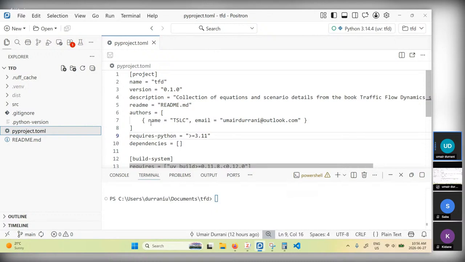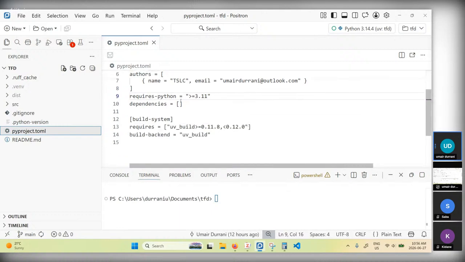Then authors, I added TSLC as the author and I added my email here. And then it requires Python more than 3.11. So at least the 3.11 version of Python is needed. Otherwise, the package is not going to work. Currently, there are no dependencies because we didn't add anything. And then this is something that is automatically generated by uv, which is the build system, which means how my package files are going to be built to make it a package.